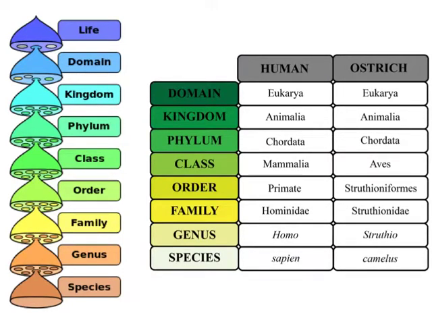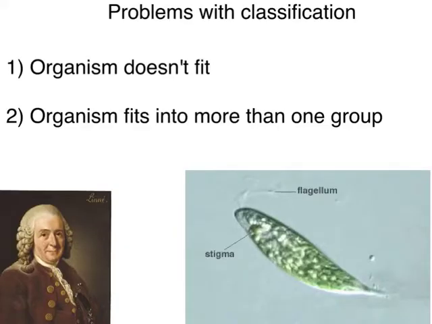Now, this is all hunky-dory. This is the system we use to name things. You can see two examples here. Here's humans and ostriches. Every living thing would fit into a category this way, in theory, but there are problems with the system. The two biggest problems with the system.